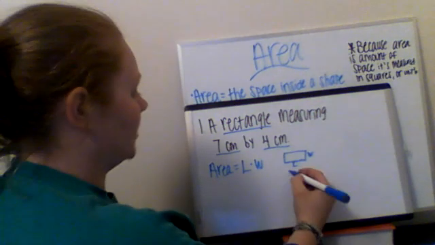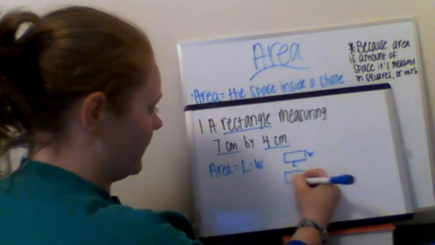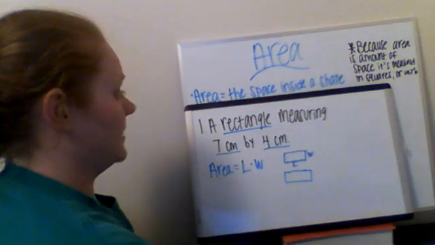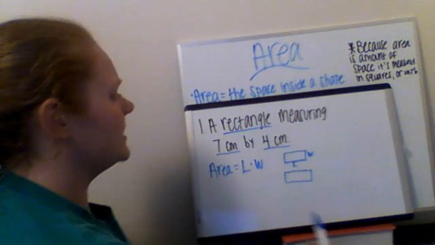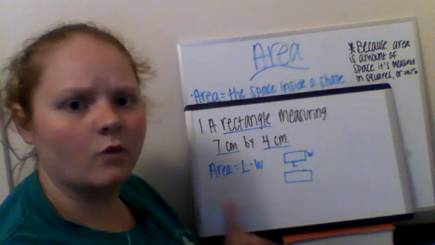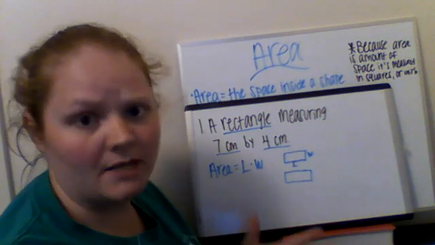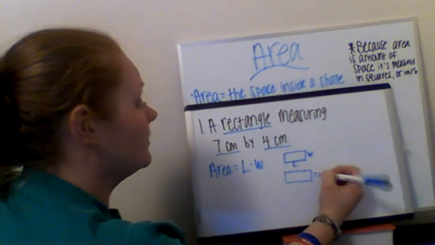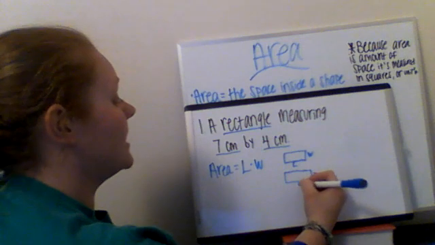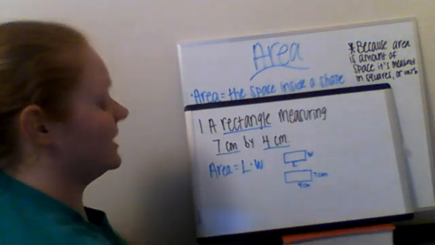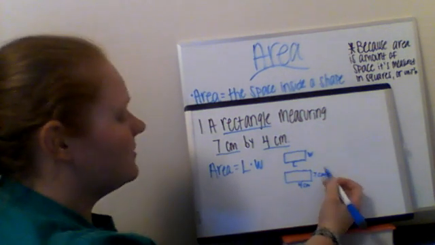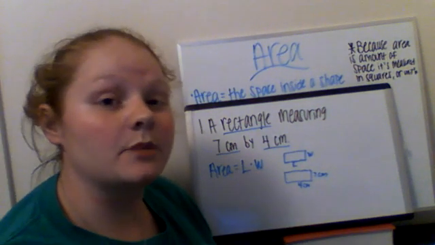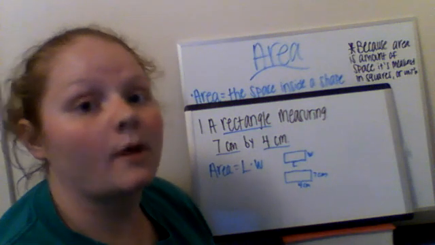So if I look at a model based on my word problem, I have 7 centimeters and 4 centimeters. Notice in this specific word problem, it doesn't say which length is what measurement and which width is what measurement, so you can be creative. You can put 7 centimeters as the width and 4 centimeters as the length, or vice versa. I just put 7 centimeters as my width and 4 centimeters as my length. This is just a model to help you understand and see what your word problem is saying.